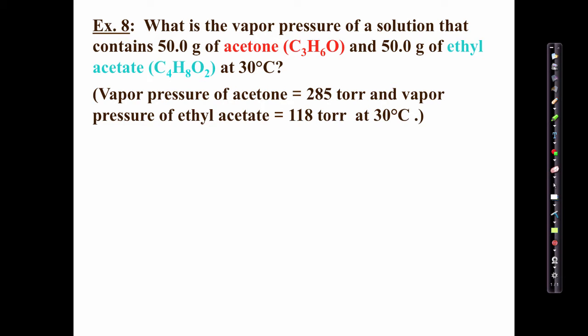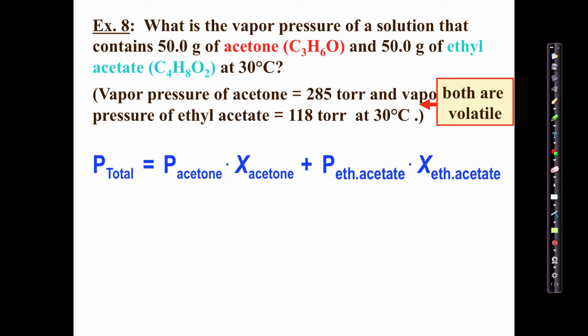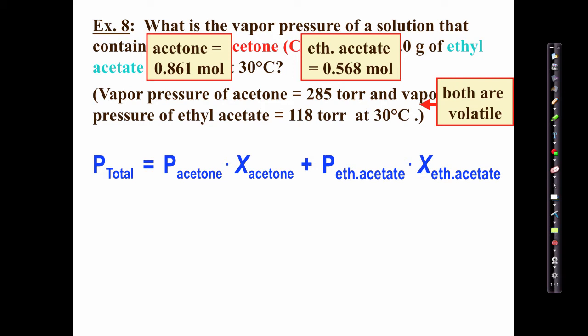So, what do we do to solve this problem? Both are volatile, so we have to use the equation where we deal with the vapor pressure of both substances, and the vapor pressure due to acetone will be the vapor pressure of pure acetone times its mole fraction. Vapor pressure due to ethyl acetate will be the vapor pressure of pure ethyl acetate times its mole fraction. Of course, what this means is we need to get both of our quantities in moles. So a fairly straightforward calculation shows that we have 0.861 moles of acetone and 0.568 moles of ethyl acetate. You should probably check to make sure you get the same numbers.